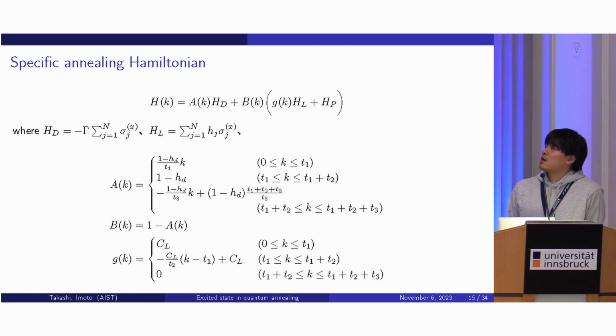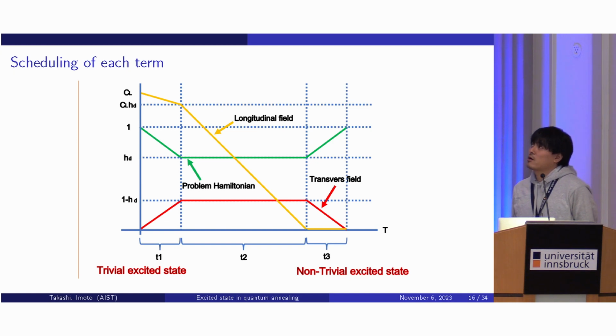Okay, so this is the specific annealing Hamiltonian which we use in this talk. This is a scheduling function, H_D is the transverse magnetic field, H_L is the inhomogeneous longitudinal magnetic field, and H_P means the problem Hamiltonian. It is too complicated to understand our scheme this way, so let's show the scheduling diagram.